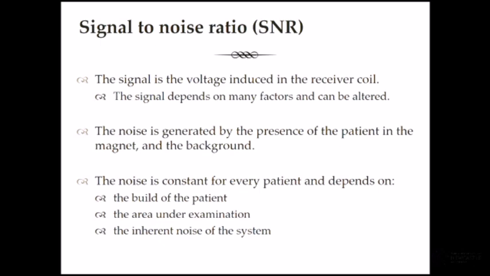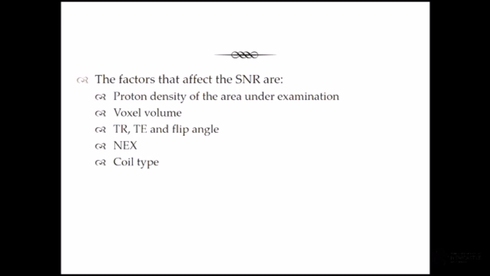Another source of inherent noise, we spoke a little bit about Faraday cages. If the Faraday cage is not attenuating signals from outside the room effectively, noise can leak into the room. Factors that affect signal to noise are the proton density of the area under examination and the voxel volume.